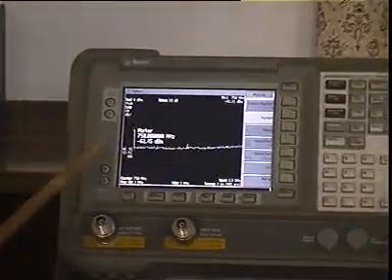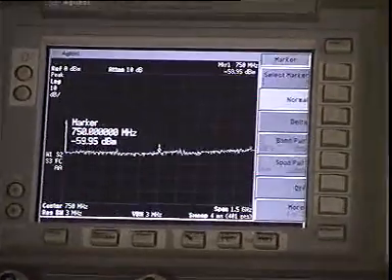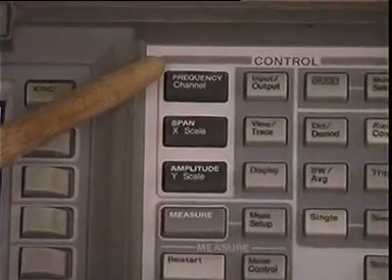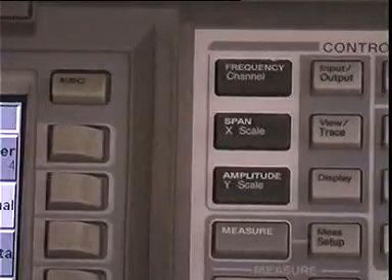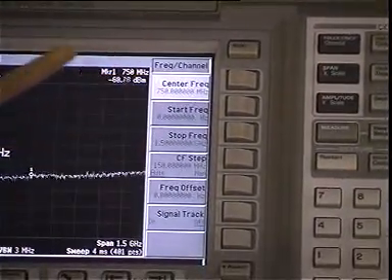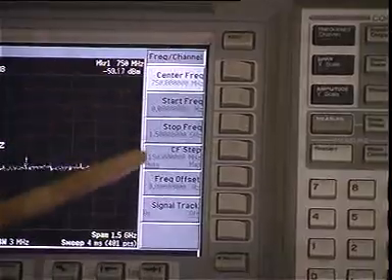On the horizontal axis is the frequency. How do I set the frequency? I make use of this switch here. So if I press the switch, you see this display changes to whatever is corresponding to this menu.